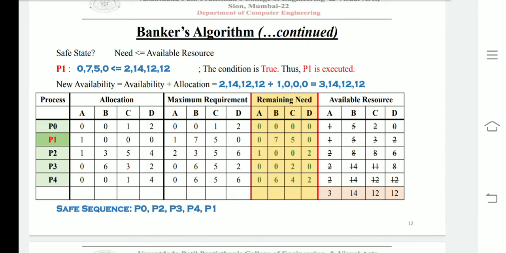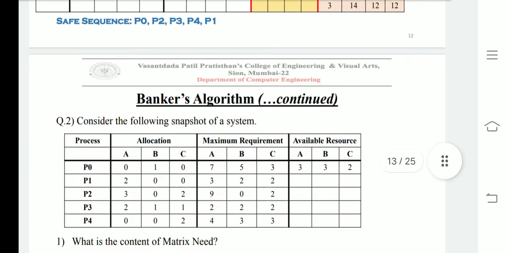So now, what is our question? We need to find out the safe sequence. First we have executed P0, then P1 we have not executed, then P2, then P3, then P4, and at the last P1 has been executed. So this is our safe sequence. In this way we need to solve the bank example using the banker's algorithm.